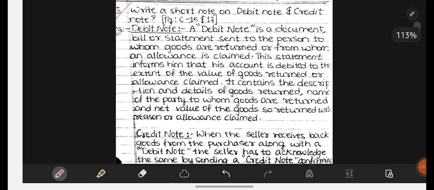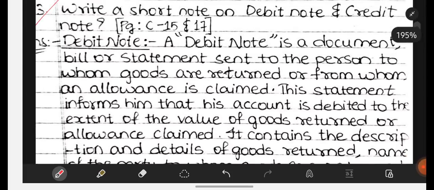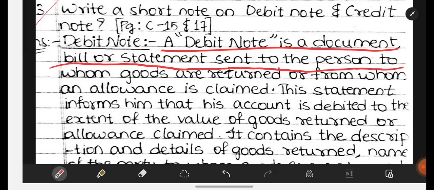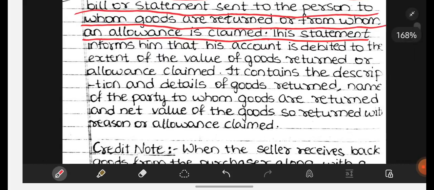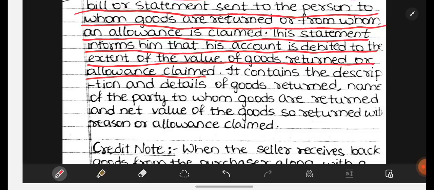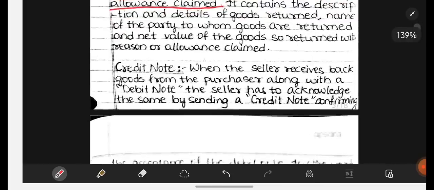Short note you have to write on debit note and credit note. What it is, let us see. A debit note is a document, bill, or statement sent to the person to whom goods are returned or from whom an allowance is claimed. This statement informs him that his account is debited to the extent of the value of goods returned or allowance claimed.